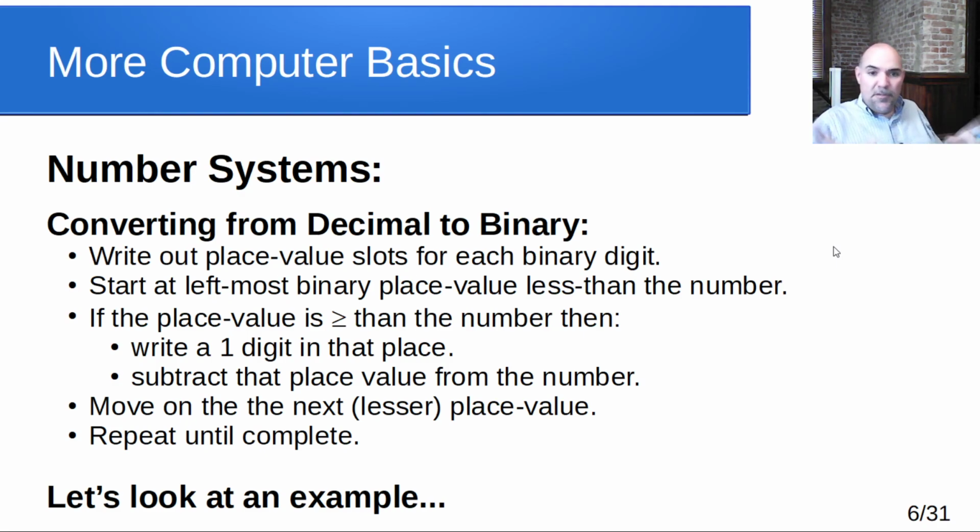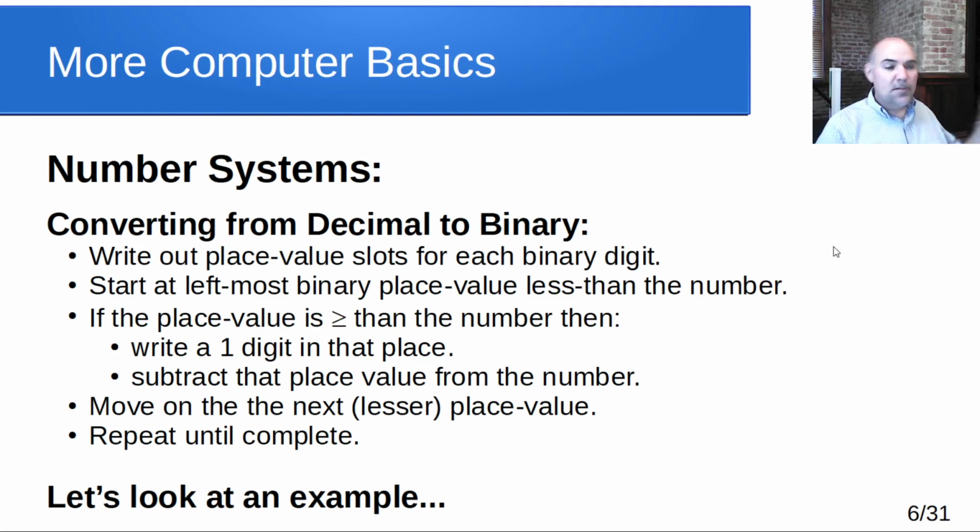But we don't put a 1 or a 0 in the middle. We just put little spaces there. Or in our case, we've been putting little underscores underneath them. But then what we're going to do is start at the leftmost binary place that's less than the value. So in other words, if the value is 150, we would start at the 128th place. If the value was 60, we would probably start at the 64th place.